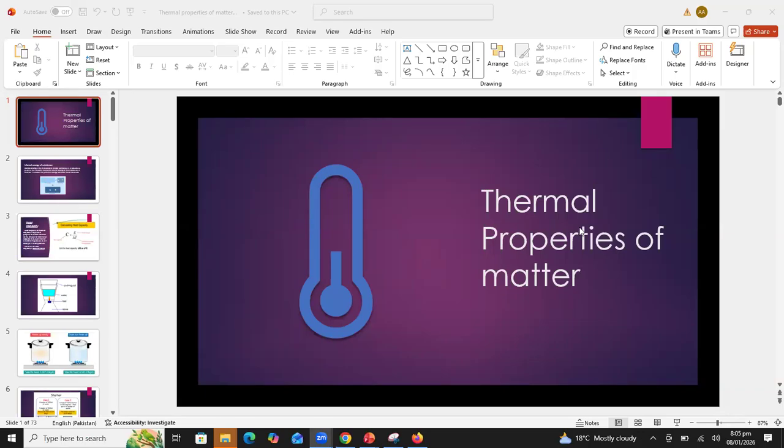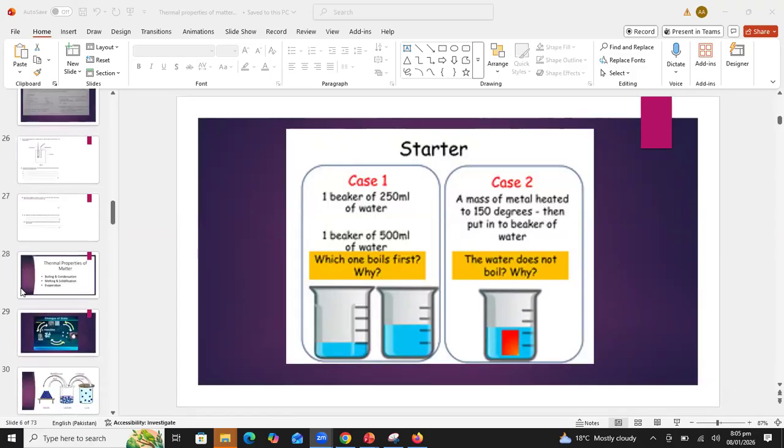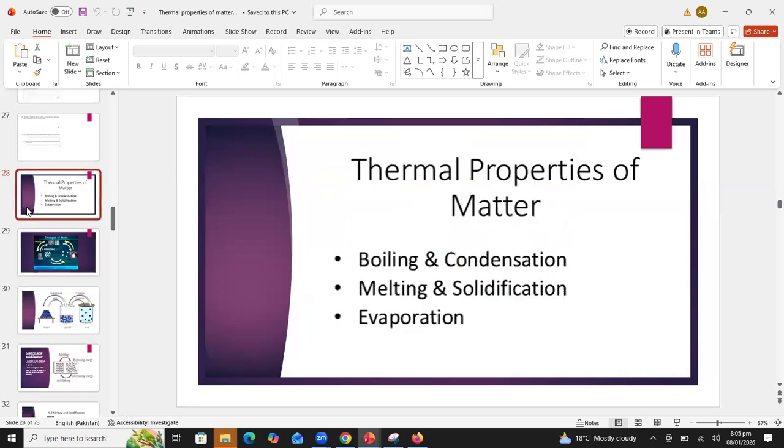Okay, students. We have started this chapter, thermal properties of matter. You should not leave, beta, because today I will start the basic properties of thermal properties of matter. That topic is not related to the previous one, so you can easily study. Now, students, we will discuss the basic thermal properties of matter.